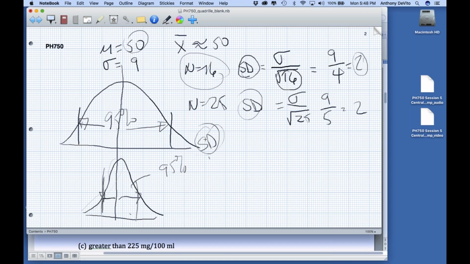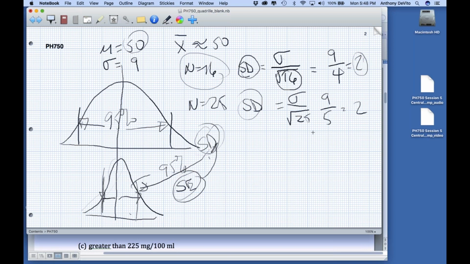Instead of calling it standard deviation, we're going to give it a new name. We're going to call it the standard error. It's really the standard deviation for repeated samples from the same population. Okay, that's going to be called the standard error from now on.